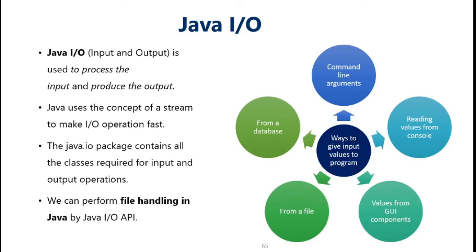And we can perform file handling using the Java.io API, application programming interface. So in the Java.io API, certain operations are given for file handling. We can make use of those operations for file handling.